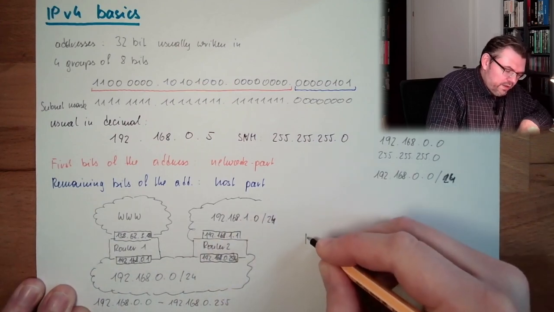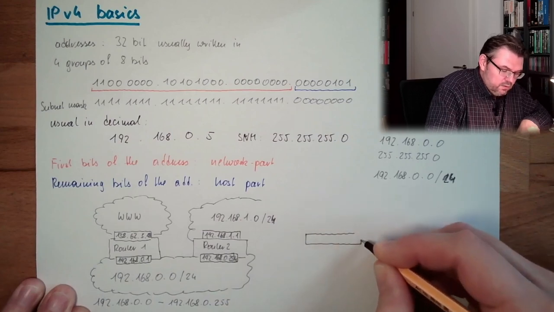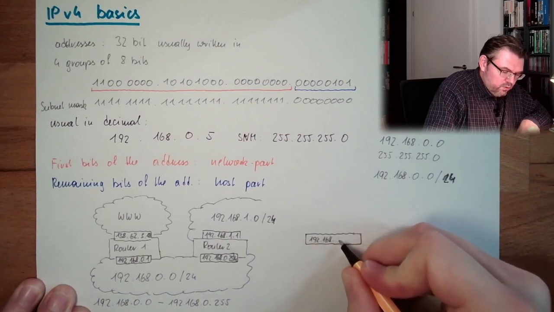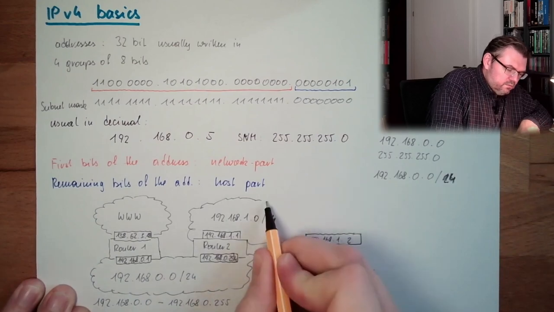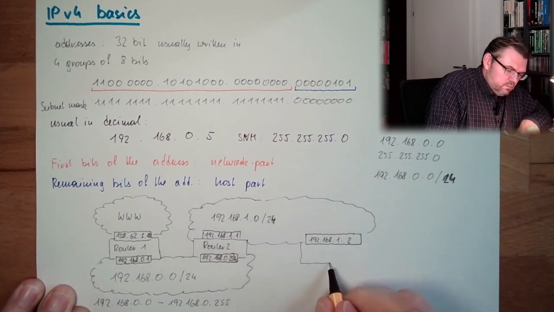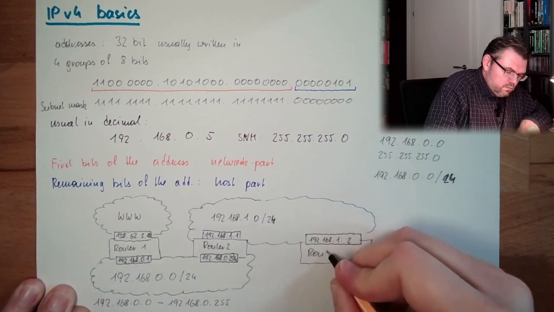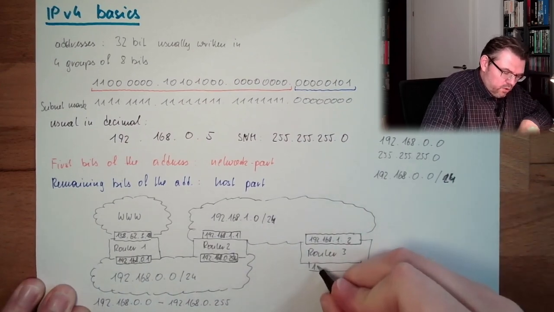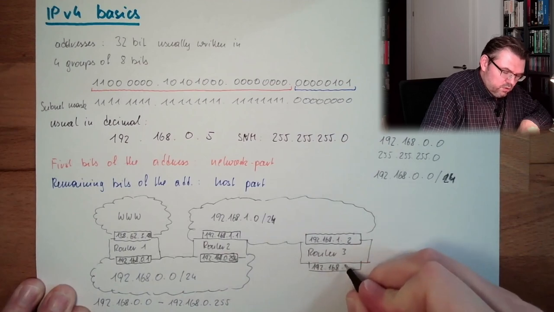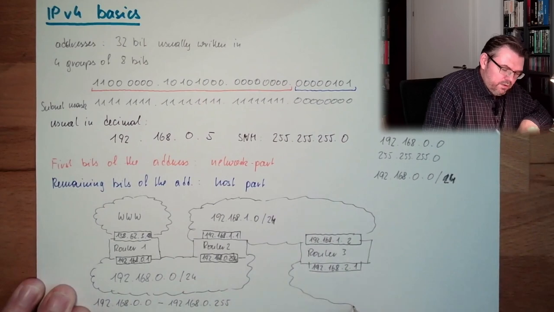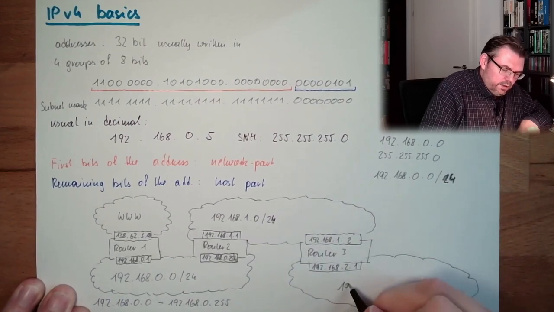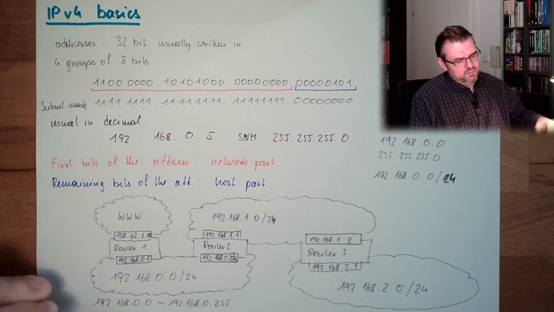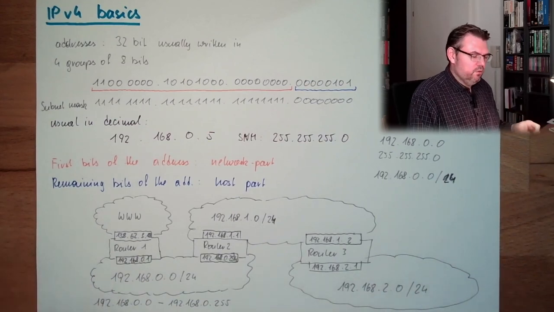Router 2. And then we might have again a router. It has here 192.168.1.2 in this network. Router 3. And here we have the next network, 192.168.2.1. And here we have the network 192.168.2.0/24-bit subnet mask. This might look like that.